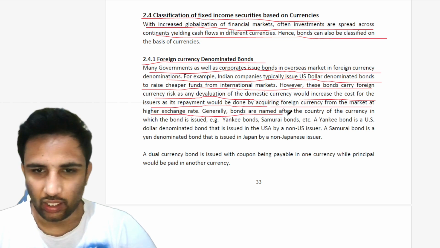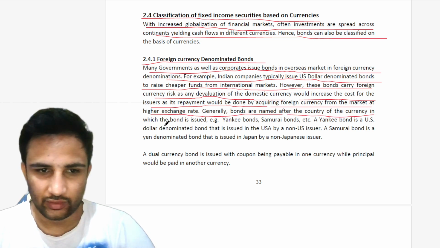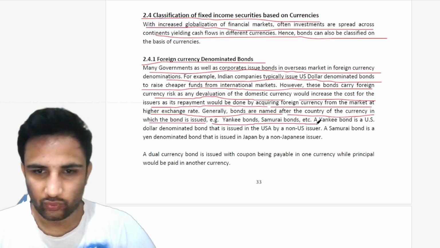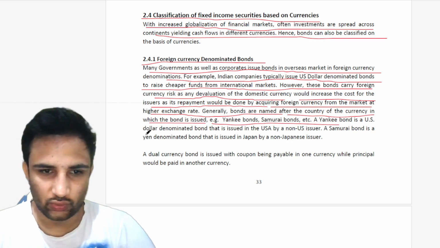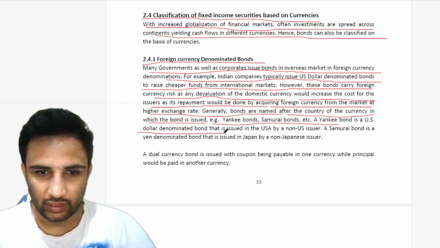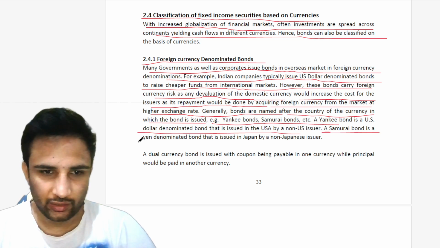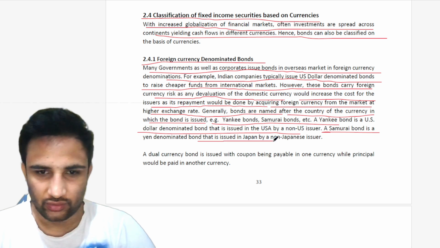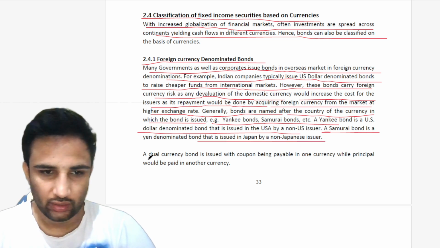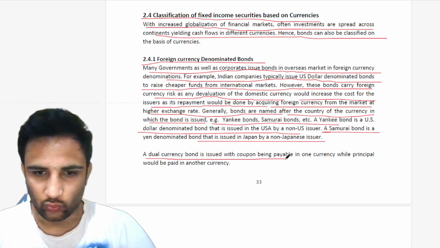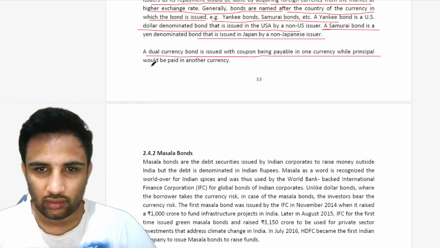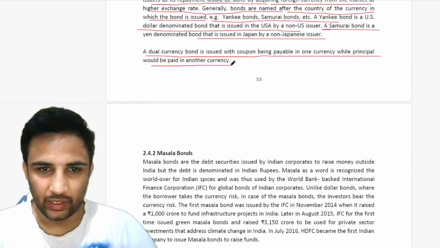Generally, bonds are named after the country of the currency in which the bond is issued. Example: Yankee bonds, Samurai bonds, etc. A Yankee bond is a US dollar denominated bond that is issued in the USA by a non-US issuer. The Samurai bond is a yen denominated bond that is issued in Japan by a non-Japanese issuer. A dual currency bond is issued with the coupon payable in one currency, while the principal would be paid in another currency.